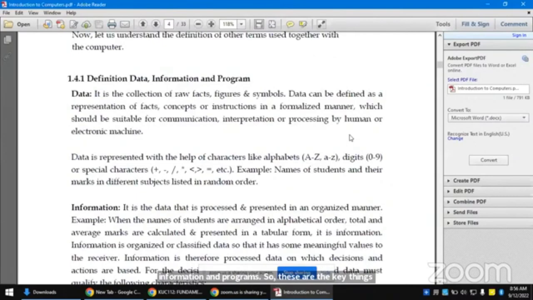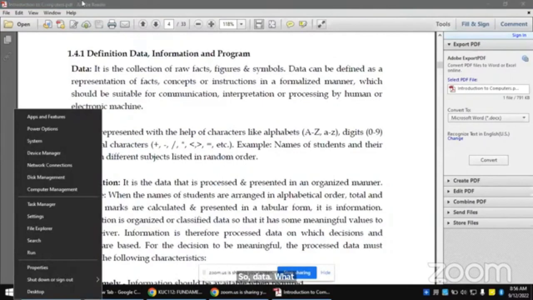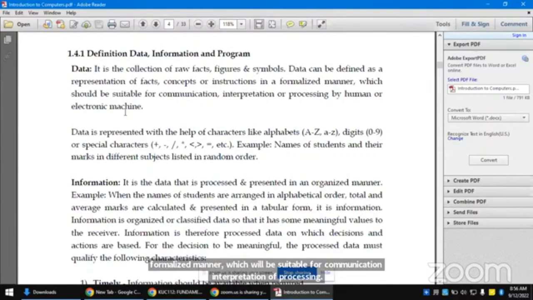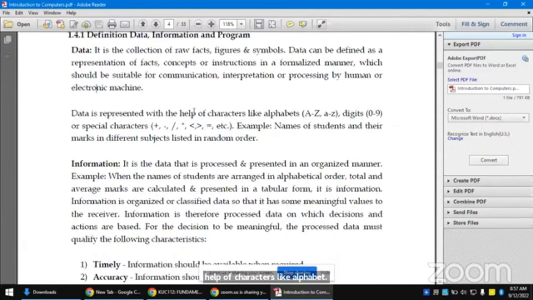So data, what is data? Data is a collection of raw facts, figures, and symbols. Data can be defined as a representation of facts, concepts, or instructions in a formalized manner, which should be suitable for communication, interpretation, or processing by human or electronic machine. Data is represented with the help of characters like the alphabet A to Z, uppercase or lowercase, the digits 0 to 9, and special characters like plus, minus, less than, greater than, and equals.